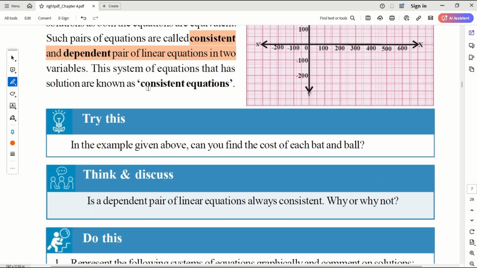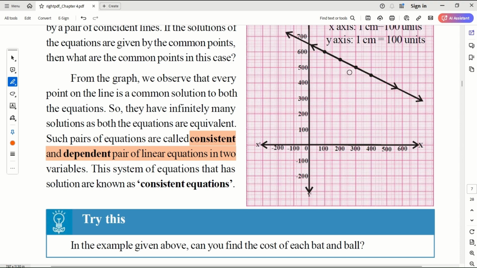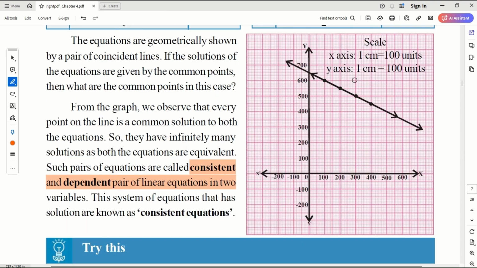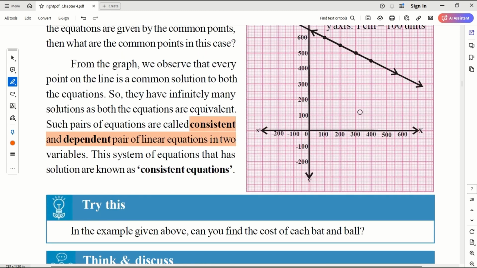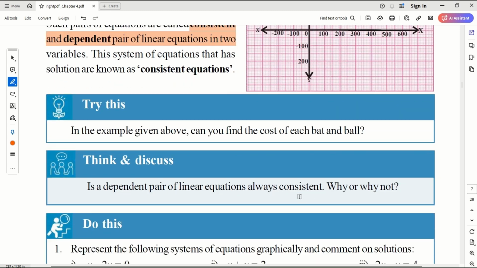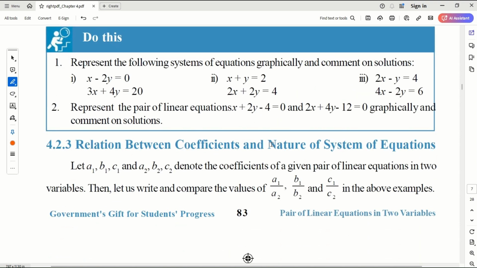A dependent pair of linear equations is always consistent. Yes, they are consistent because they have infinitely many solutions possible. Correct? So they are dependent and they are consistent. Okay. Now let's do this section.